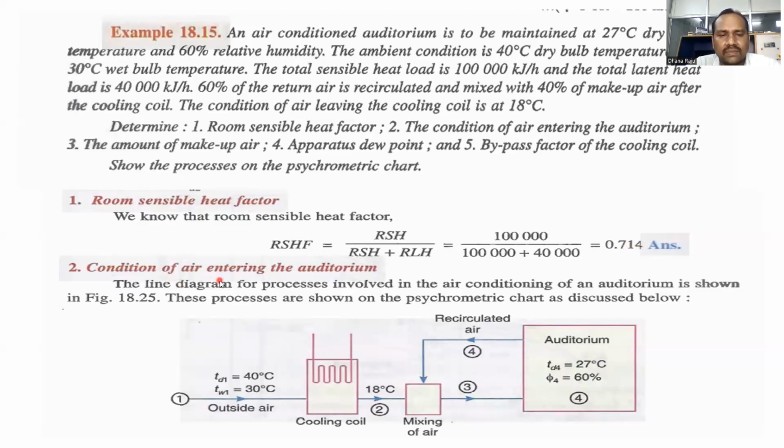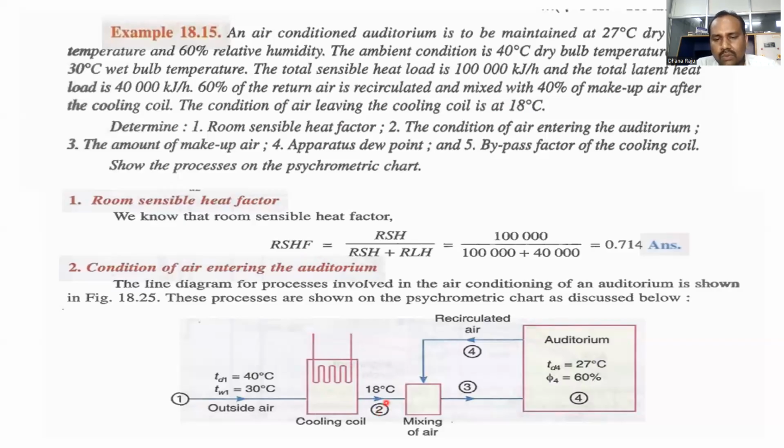Next, condition of air entering the auditorium. So the problem can be represented in a line diagram. Look at here. One is called atmospheric air conditions, that is 40 degrees centigrade, 30 degrees centigrade, DBT, WBT respectively. Outside air is entering the cooling coil. So when it is leaving the cooling coil, its temperature is 18 degrees centigrade. So this is called cooling coil, and after passing, it is 18 degrees centigrade. So you need to mention 18 degrees centigrade, and this is 2.